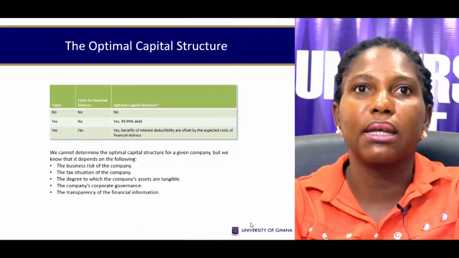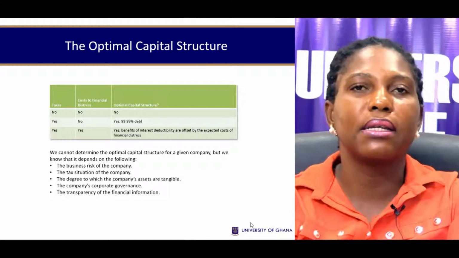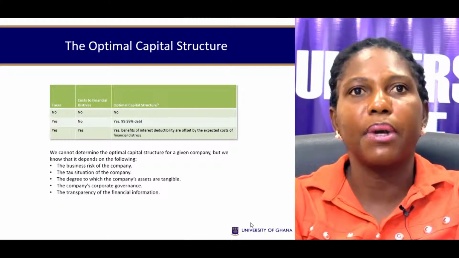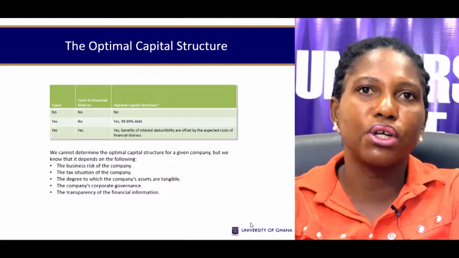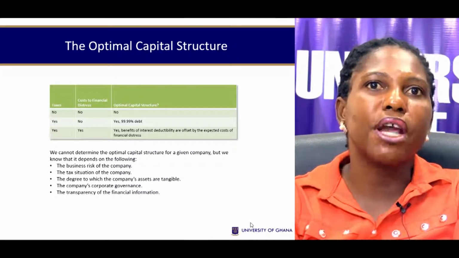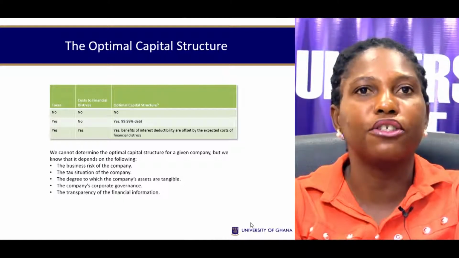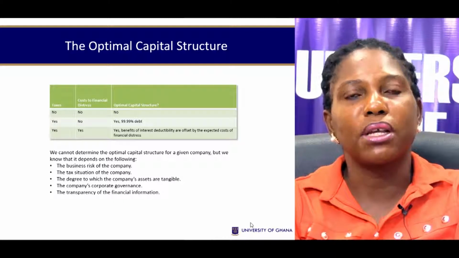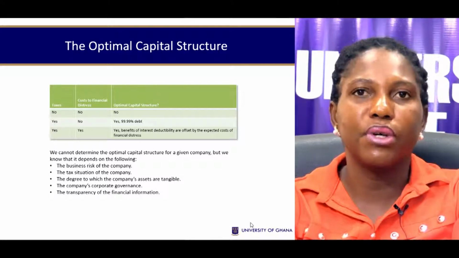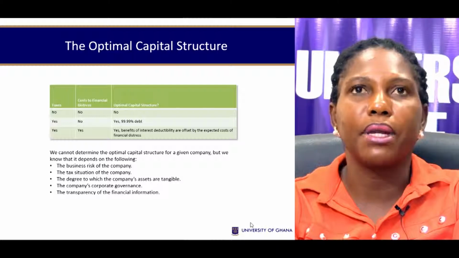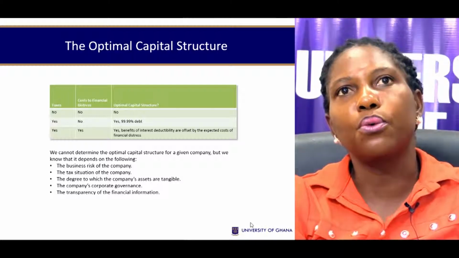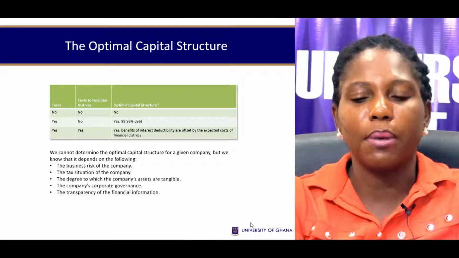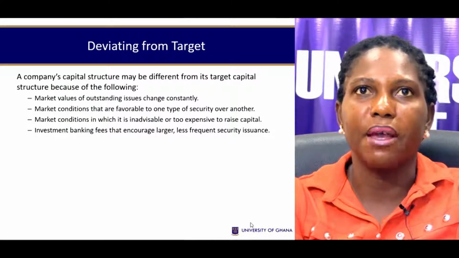Now, of course, for any particular firm, you cannot determine what should be the optimal capital structure at any point in time. But then the following needs to be considered in arriving at or making a decision: the business risk that the company faces, the tax situation of the company, the degree to which the firm's assets are tangible, the company's corporate governance position, and also the transparency of financial information as regards the company. These are the elements that would obviously affect the position in determining the optimal capital structure for any firm.